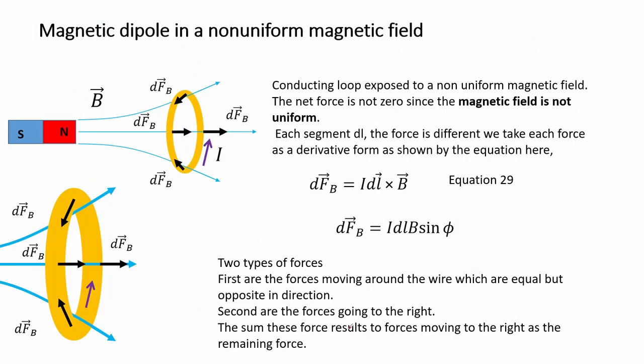Here we have a conducting loop exposed to a non-uniform magnetic field as shown in the figure. In this case the net force is not 0 since the magnetic field is not uniform. Since at each segment dl the force is different, we take each force in derivative form as shown by equation 29. As we examine the figure there are basically two types of forces here. First are the forces moving around the wire, which are equal but opposite in direction. Second are the forces going to the right. So, if we sum these forces, only the forces moving to the right will not cancel out.